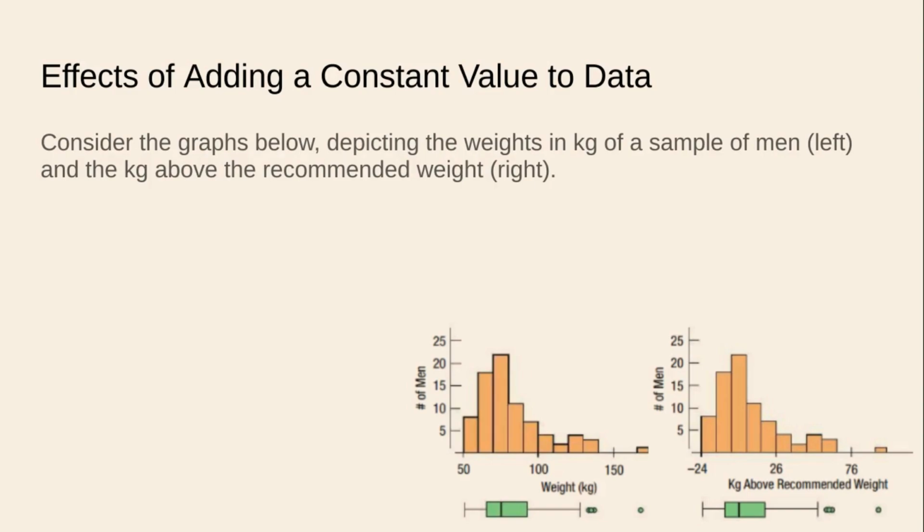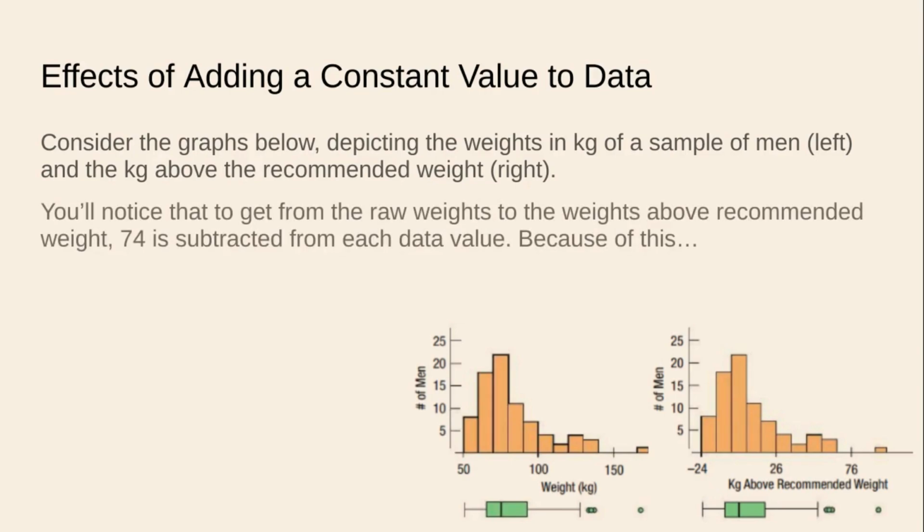So there's a recommended weight, and the graph on the right talks about the pounds that you are above that recommended weight. And some folks are below recommended weight. That's why we have some negative values down here. So you'll notice that to get from the raw weights, that's the left, to the weights above recommended weight, 74 is subtracted from each data value.